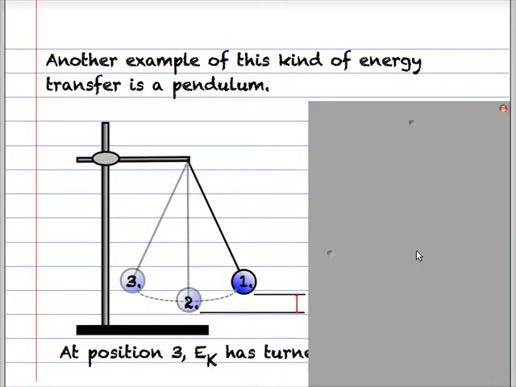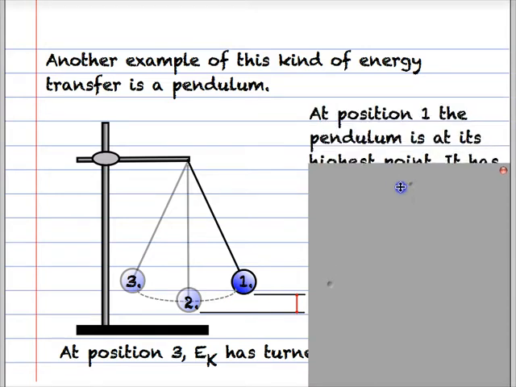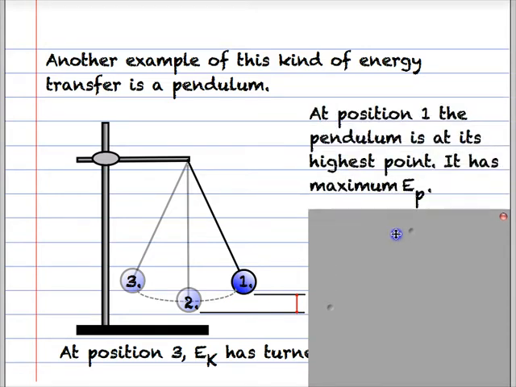Here's another example where we can freely turn gravitational potential energy into kinetic energy. It's a pendulum. So if I pull the pendulum back, which is a mass on a string, back to position 1, I've given the pendulum potential energy because it's now at its highest point, it's raised above the base level. I've given it gravitational potential energy.